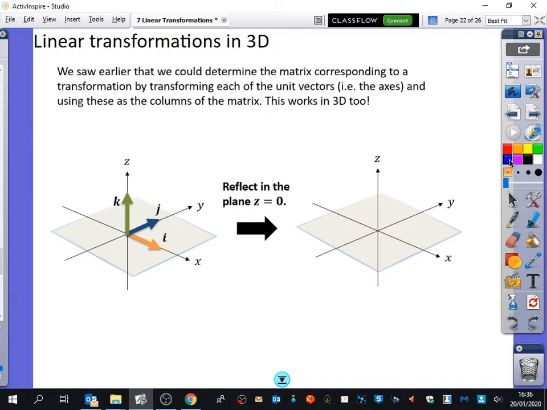We saw earlier that we could determine the matrix corresponding to a transformation by transforming each of the unit vectors, the axes, and using these as the columns of the matrix, and this works in 3D too. Now I just want to talk to you about what the plane Z equals 0 looks like. Z equals 0 is just saying, as long as you've got 3 coordinates but the Z one is 0, then that is on the plane, right? Do you see this faint square kind of thing here? That is everything where the Z coordinate is 0.